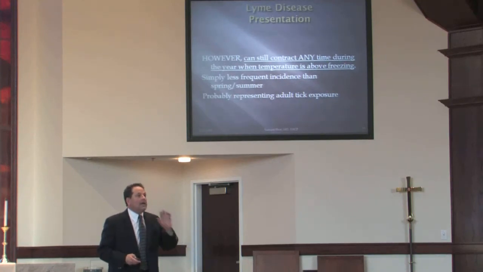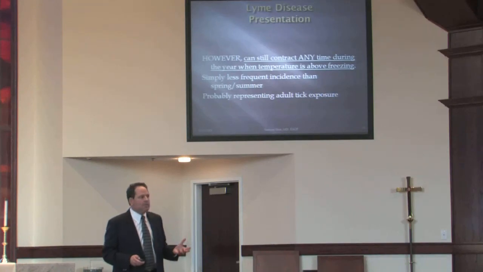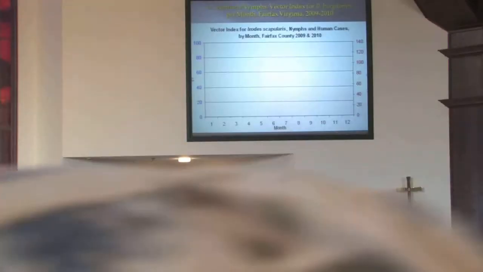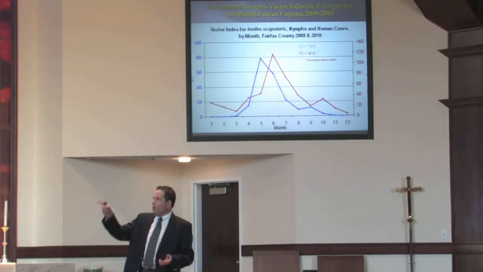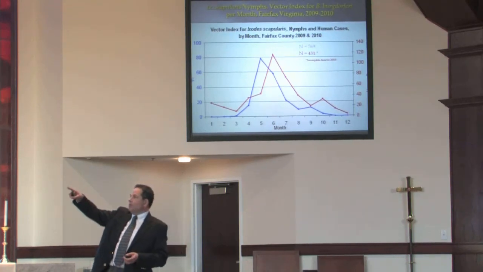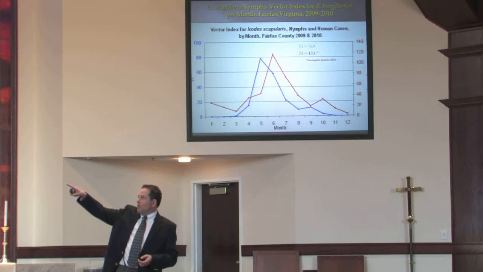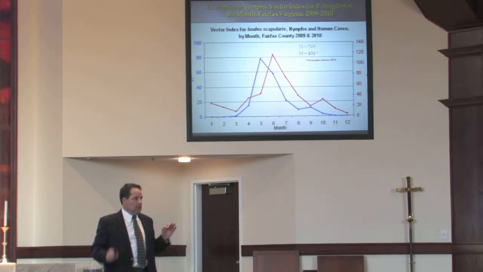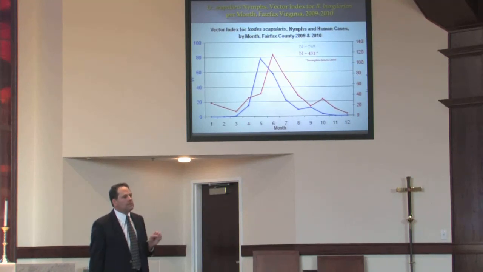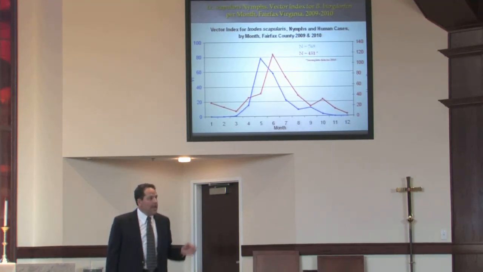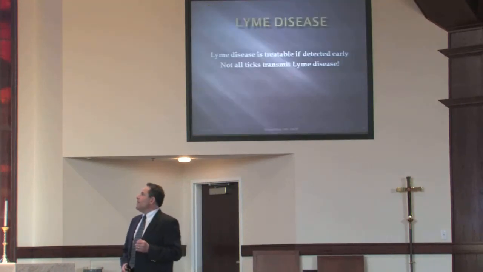But I also wanted to emphasize that yes, the peak is the spring and the summer, but people can potentially be infected any time of the year. And as you may recall from the slide I just showed, particularly in the 2010 data with the red, even January, October, and November have incidents of Lyme disease. Now usually that's from an adult tick. It's not as frequent, but it can happen.